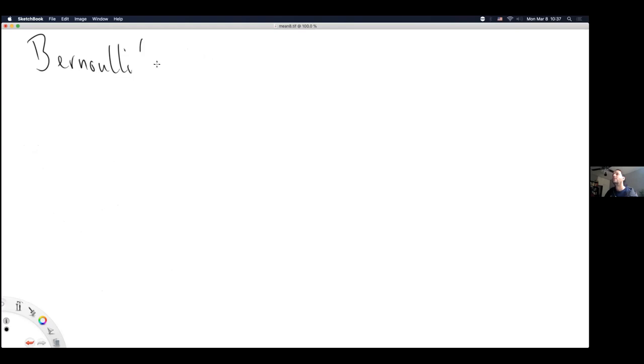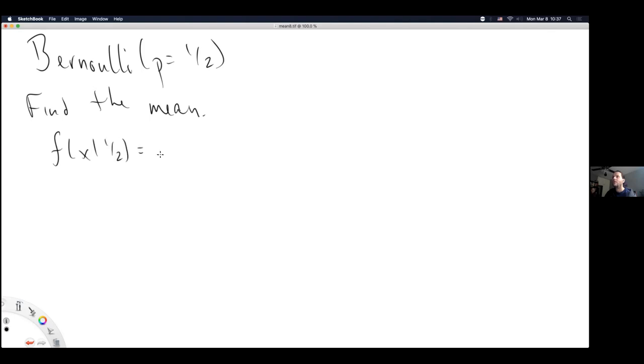Here's another example. Let's try to find the mean of the Bernoulli distribution with p equals 1/2. The density function is 0.5 to the x, 1 minus 0.5 to the 1 minus x. This one looks intimidating, but if you recall that the sample space is just 0, 1, it turns out to be fairly easy.